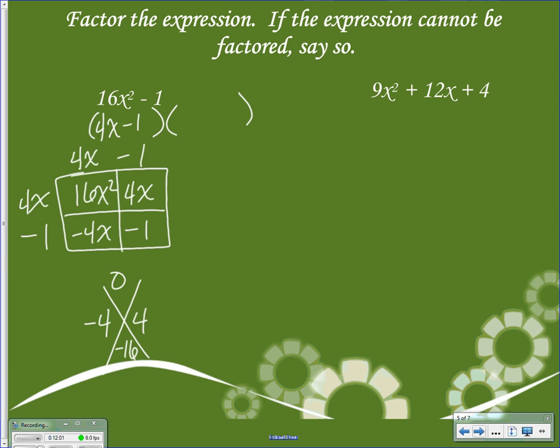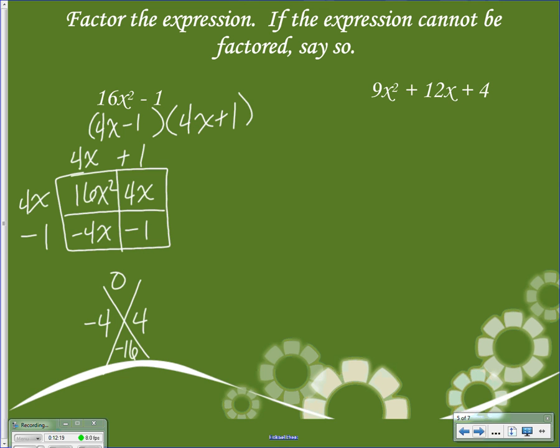4x minus 1 times 4x plus 1. Sorry, I messed up on the minus sign. It's a positive and a negative. I can only take the positive out. Okay, so there's my factored form.